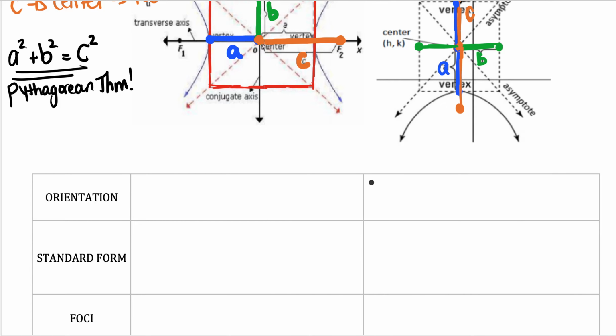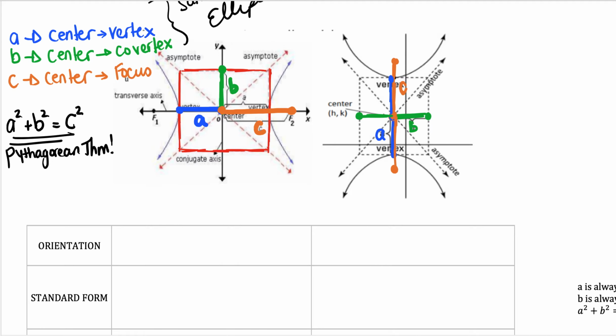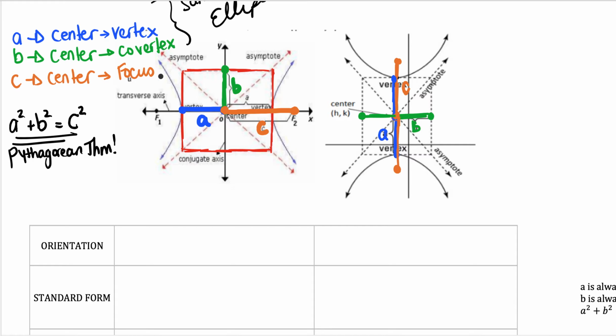So let's talk about orientation and how they look different for a standard form. So let's zoom out a little bit. This one is horizontal, again, because it goes right and left. Meaning that, again, we're going to use the same patterns as ellipses, meaning our leading variable is x, and A is correlated directly with x because it is going horizontally, and B is correlated directly with y.